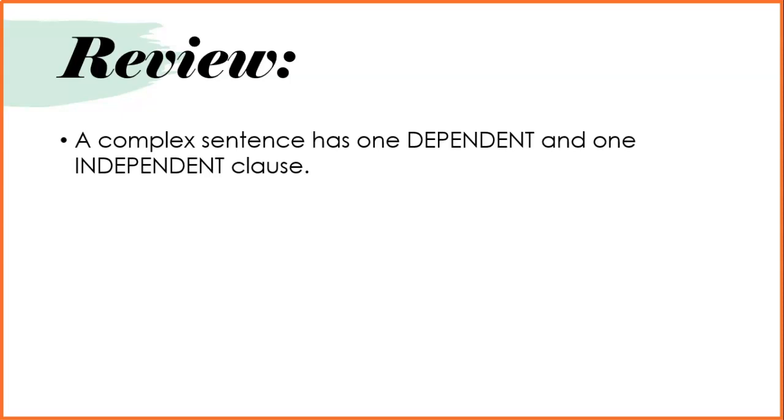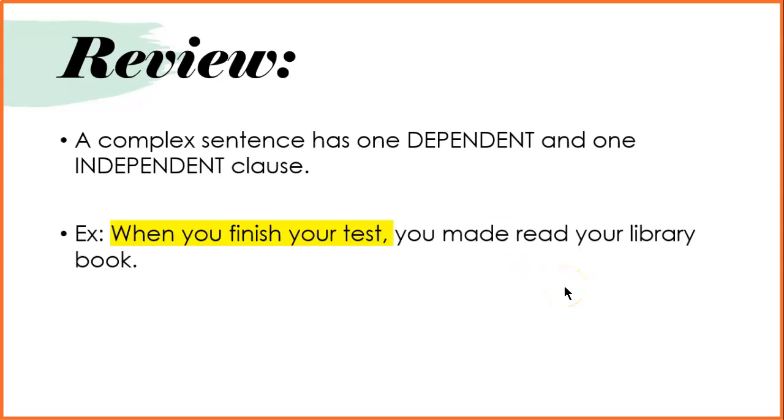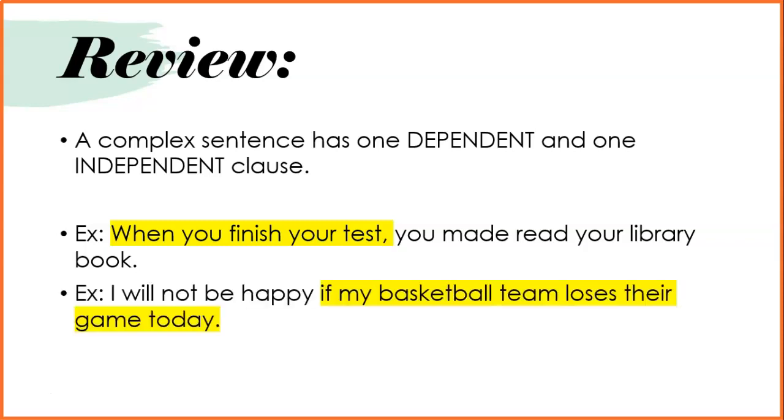As a review, a complex sentence has one dependent and one independent clause. As an example, when you finish your test, is dependent. You may read your library book is independent. I will not be happy if my basketball team loses their game today. I will not be happy is independent. If my basketball team loses their game today is dependent.